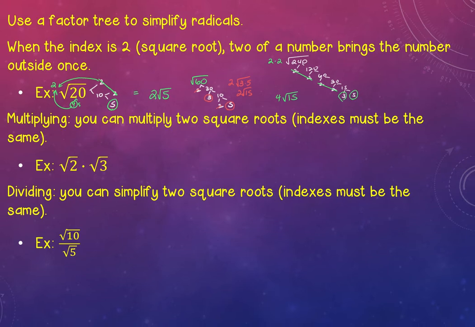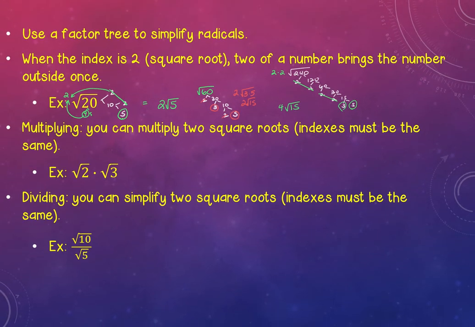All right, multiplying. So that's breaking it down into its factor tree. That is called simplifying it, putting it in simplest radical form, okay? And that's how you will leave all your answers. So you never want to use a calculator for square root 20 because it's not exact.